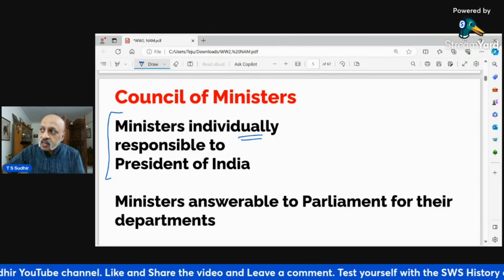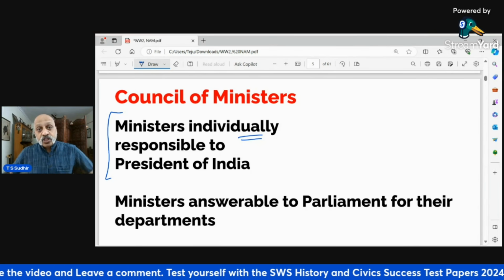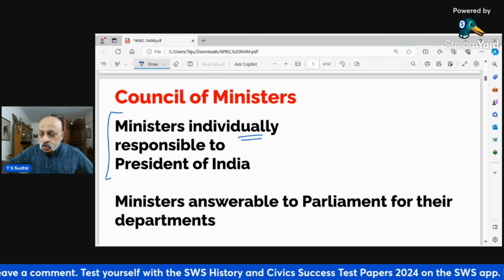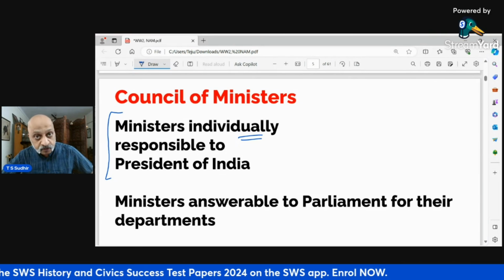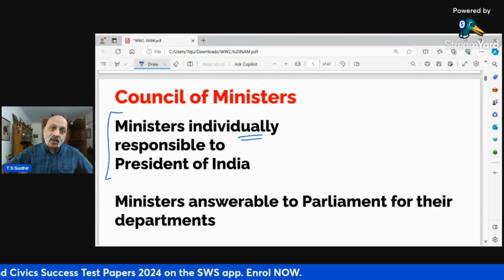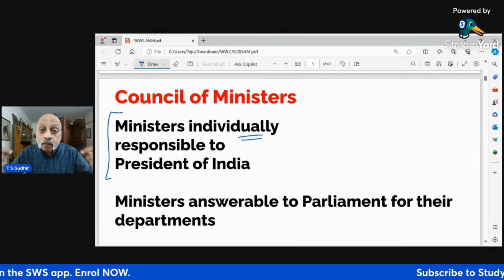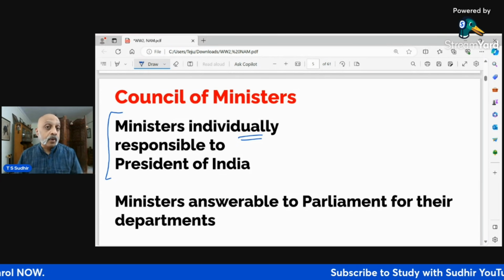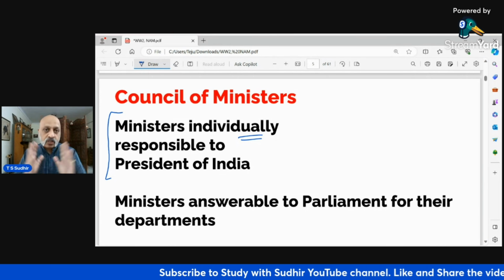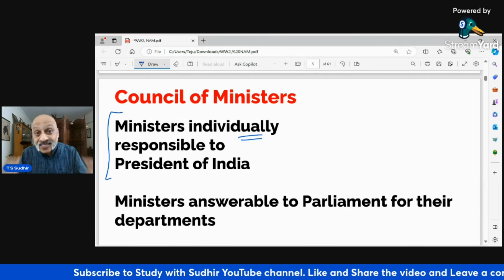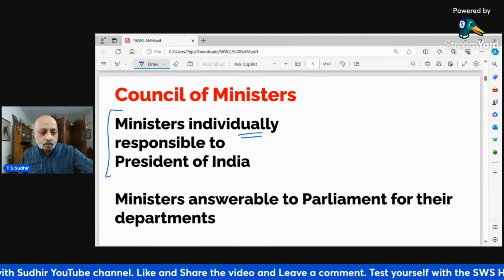For example, if there is a question to be asked on, let's say, the 5G policy of the government, the question will be posed to the communication minister, which in this case is Ashwini Vaishnaw, and he will have to stand in the Lok Sabha or the Rajya Sabha where the question has been asked and reply to that particular member of parliament. It could be from the ruling party, it could be from the opposition benches. So that is the norm. So they're answerable to parliament for their particular departments or ministries.